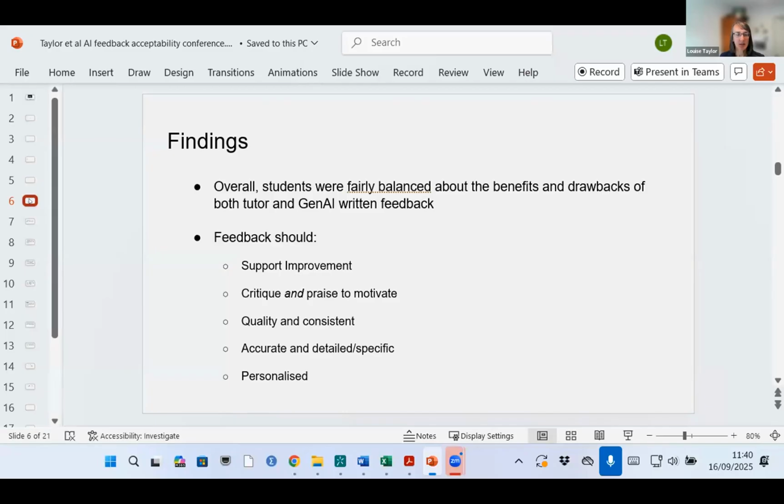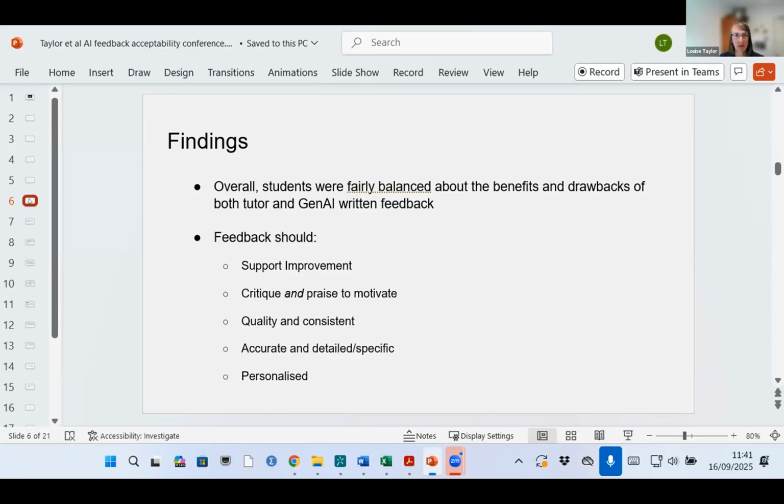What did they say good feedback should be? So the most important thing that kept coming up, and all students said this in all focus groups and interviews, was that feedback should help them to improve their work. So the students really wanted to know how they can get better. They wanted not just to know what was wrong or what they could improve about their work, but some of them also said they wanted it to praise them and to motivate them, to know what they'd done well as well.